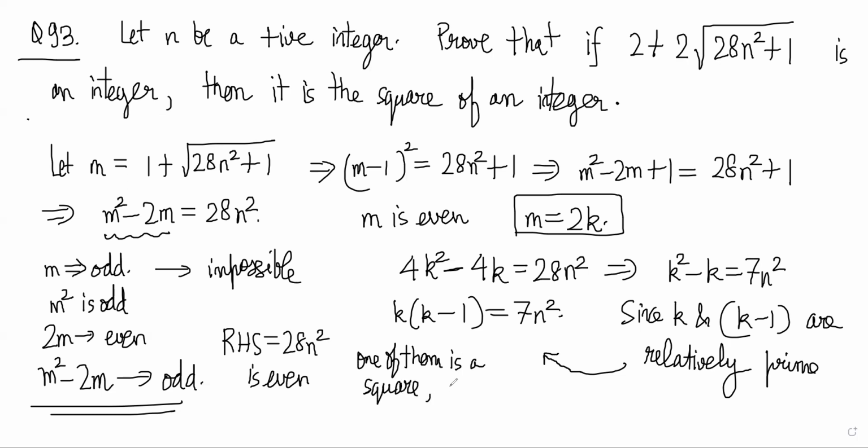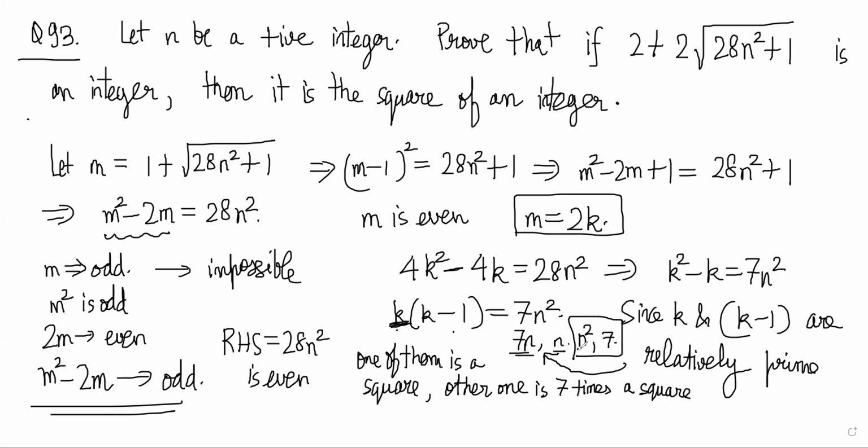And the other one is 7 times a square, right? Why am I saying that? It cannot be that k and k minus 1 are of the form 7n and n, because then they will have a common factor, right? So what we can say is it has to be of the form n square and 7.